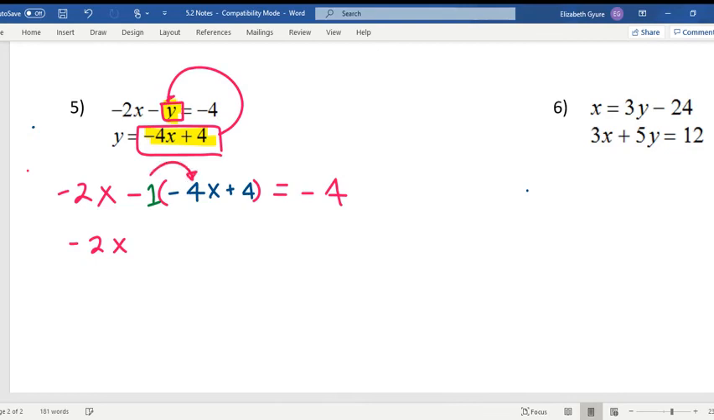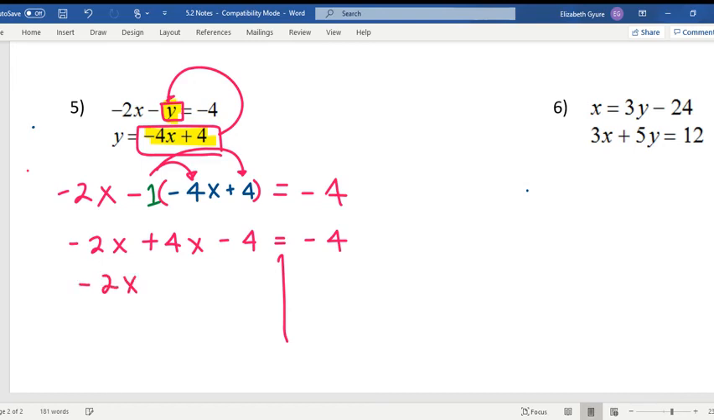What is negative 1 times negative 4x? A negative times a negative is a positive 4x. Okay. Negative 1 times positive 4 is? It'd be negative 4. Equals, and then drop down your other negative 4. Now can we do our 2-column method? Yes. Okay.